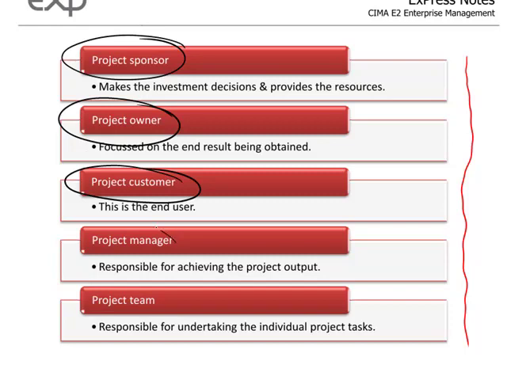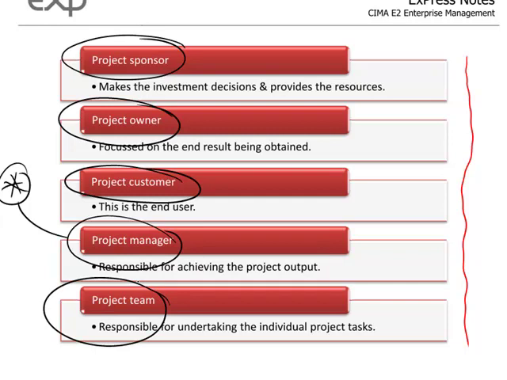Project manager, this is probably one of the key ones, if not the key one, within any successful implementation of a project, a successful project manager. And he or she is responsible for achieving the project output. And then we'll have various team members of the project. Now, all of these make up the stakeholder hierarchy for projects.